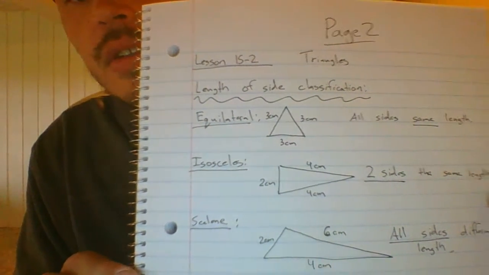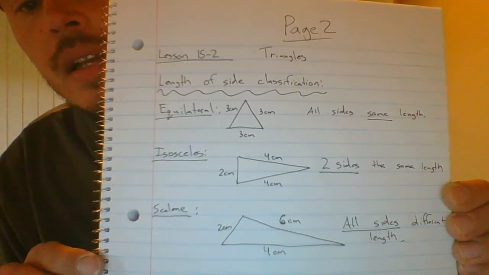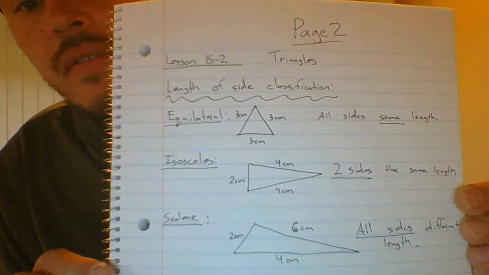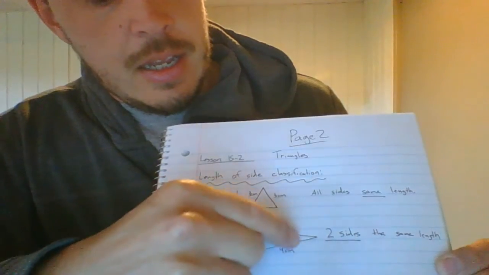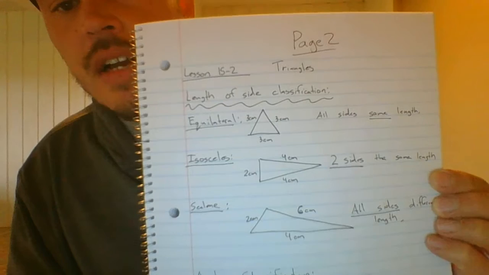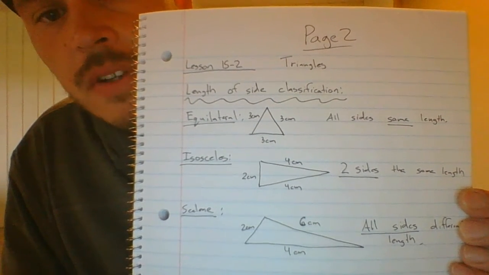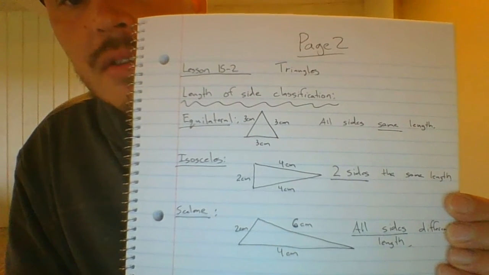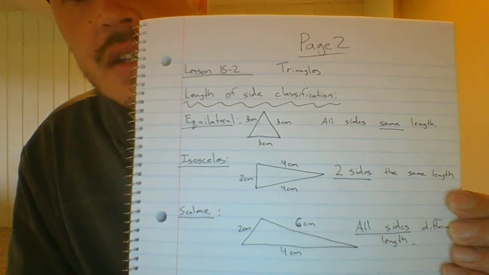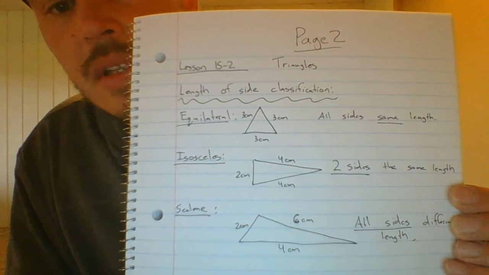So 15.2, triangles. You're going to be classifying, describing them by their sides. So if you look at the sides, you'll think of, okay, that's the side. And they have different measurements. Now these are not to scale, but I just use centimeters. Centimeters is easy to deal with. So the first one you're going to write down, length of side classification, you have an equilateral triangle. That means all sides are the same length. So in my example, equilateral, we have 3 centimeters, 3 centimeters, and 3 centimeters.